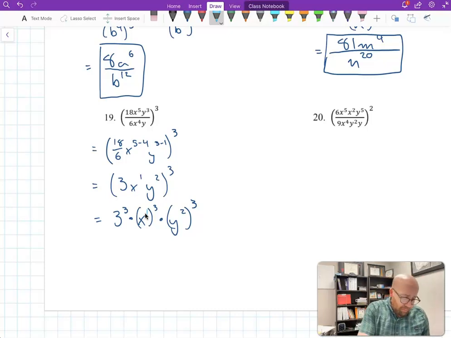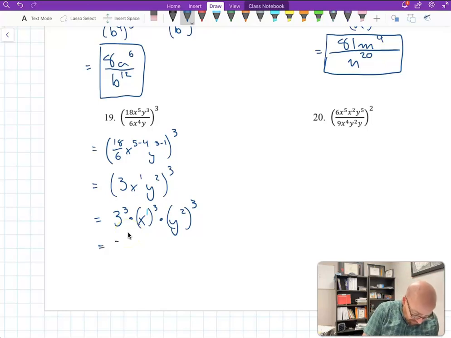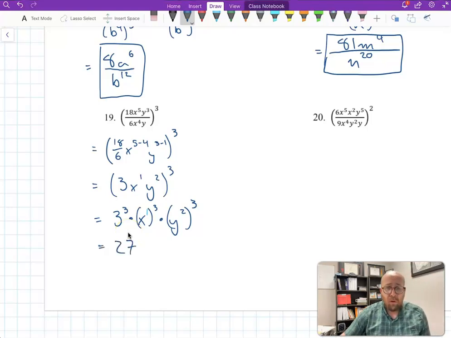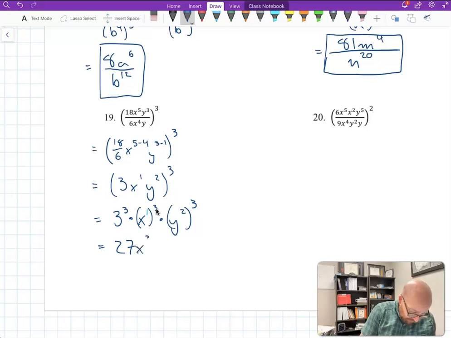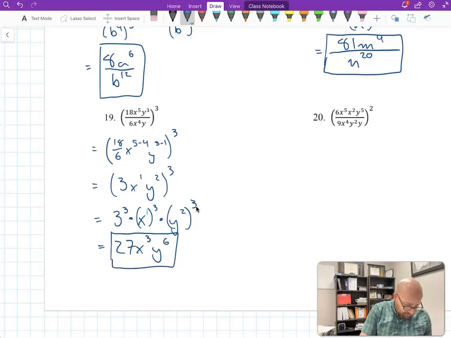Now what are we going to do? 3 to the 3rd is 27. We have the power rule. So we're going to take 1 times 3. That's 3. So that's going to be x to the 3rd. Again, utilize the power rule. 2 times 3 is 6. So we have y to the 6th. And there's our final answer.